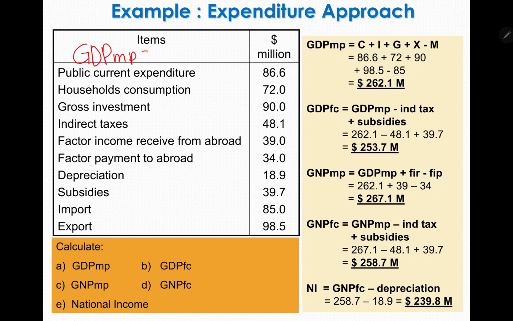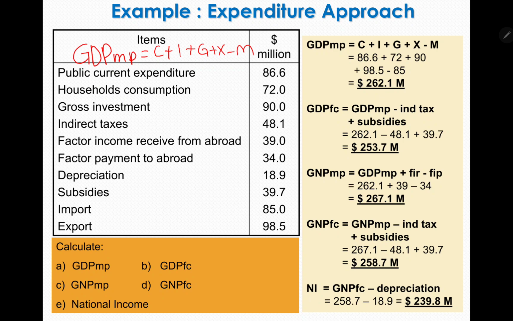MP equals C plus I plus G plus X minus M. Notice that in this formula, only one item that you will deduct, which is the import, because import means you buy goods from overseas. So the goods do not belong to you. So you buy from overseas, so money you need to pay to them. Okay, so that's why you need to minus from calculation.